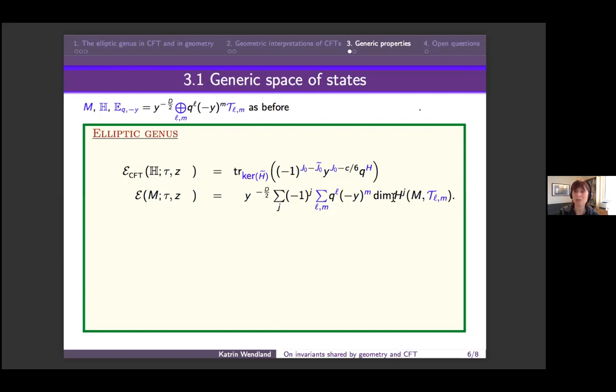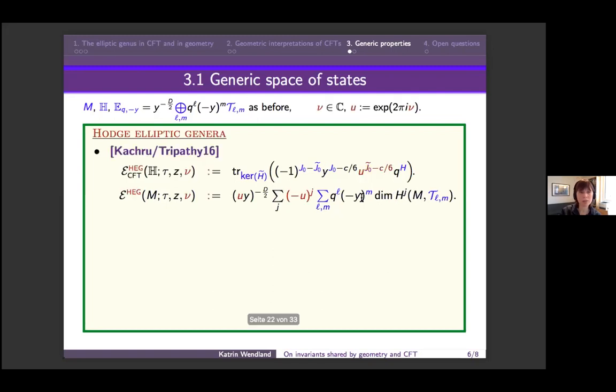Here I would be interested in the dimensions of these twisted cohomology groups. But again, we're counting them with signs. The minus one to the J actually can't be used to work backwards. Q and Y powers don't distinguish between different values of J. So we're adding and subtracting dimensions, and the final coefficient that we can read off in front of any power of Q and Y doesn't allow us to work backwards. Not a problem is the answer that I get from my string theory friends.